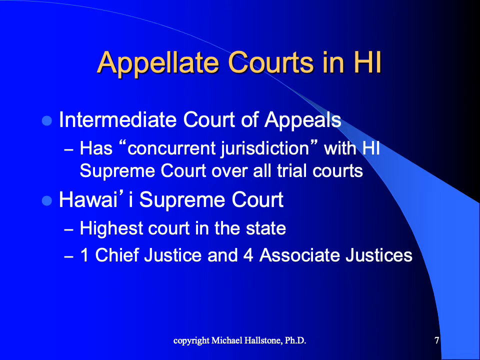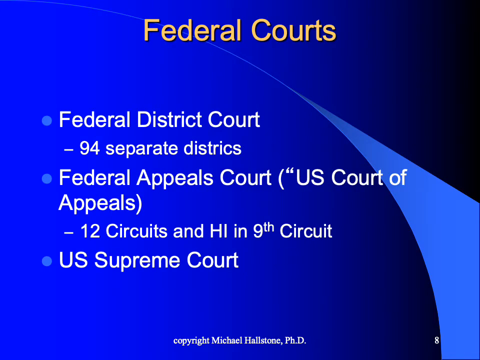Okay, so that's the basic structure: trial, appeals, supreme. Okay, the federal courts are very similar. The first trial court is called the district courts. There are 94 separate districts apparently, last I checked. I wouldn't ask you that on the test. I would ask you what is the basic trial court in a federal court. So that's called the federal district court.